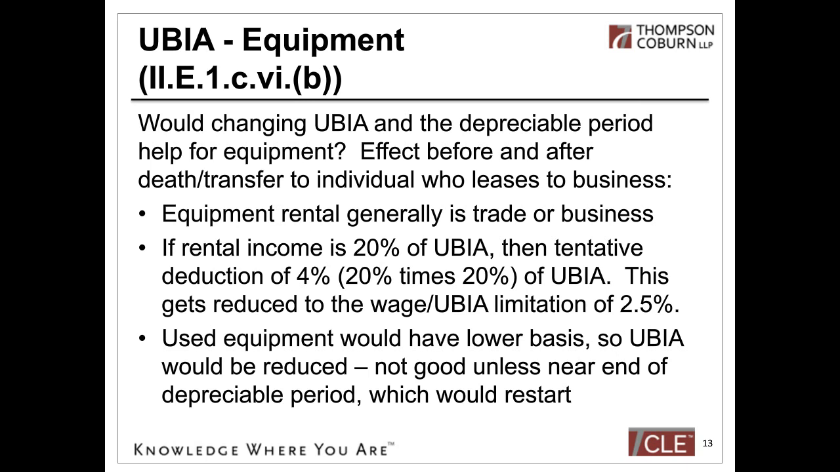So your rental income was $4,000 or 4% of the amount, but that gets lowered down to your $2,500 amount, which is 2.5% of your UBIA. So if you can't aggregate, then this equipment leasing thing may reduce your qualified business income.